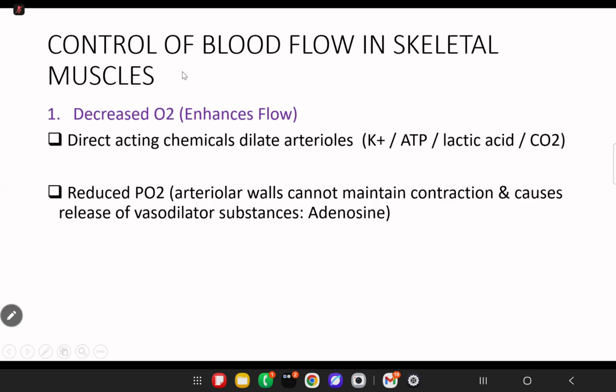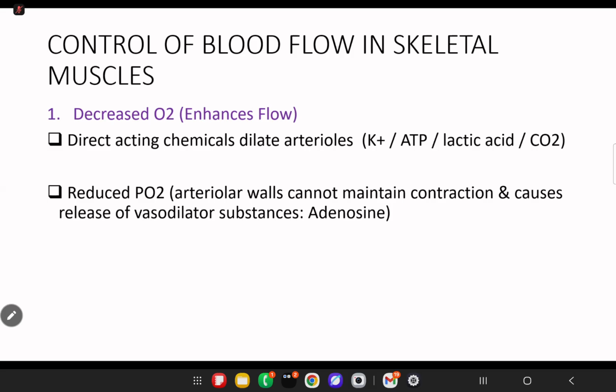Now, how is the blood flow actually controlled? So, what are the factors? First thing is when you have activity in skeletal muscles, there is reduction in the oxygen within the muscles. So oxygen reduction enhances flow mainly through a couple of things.